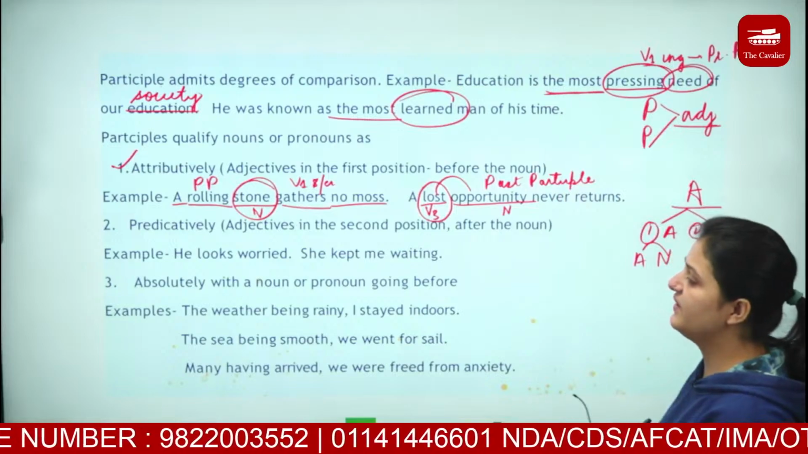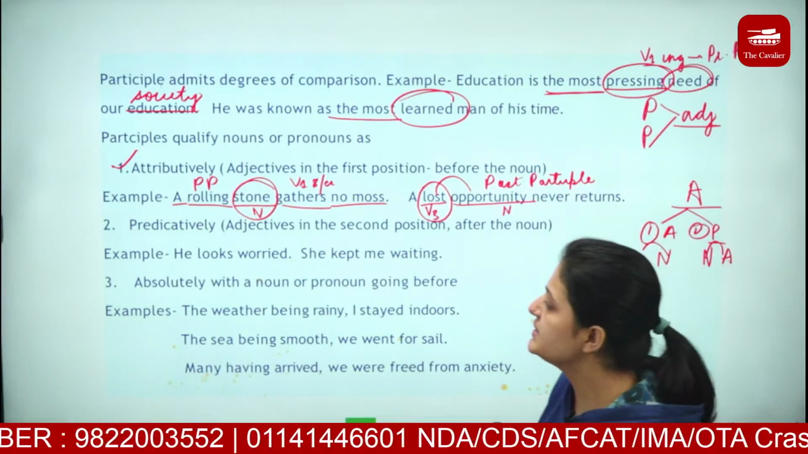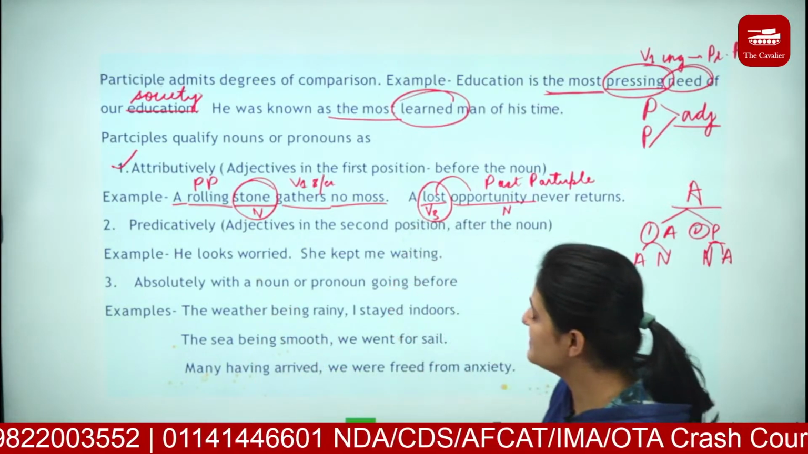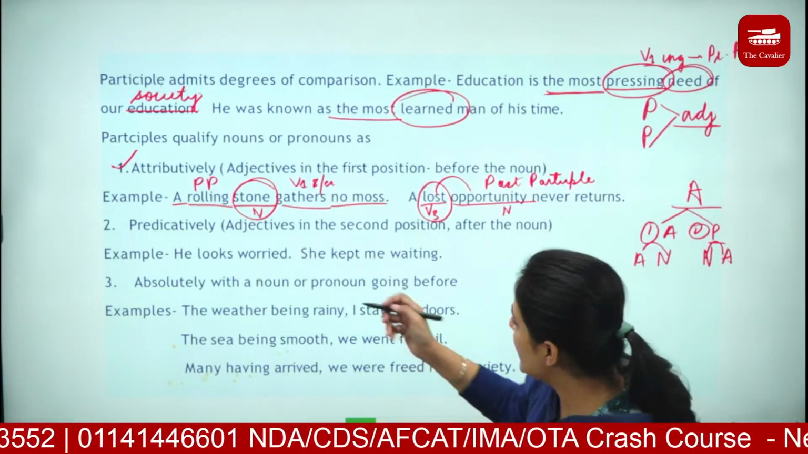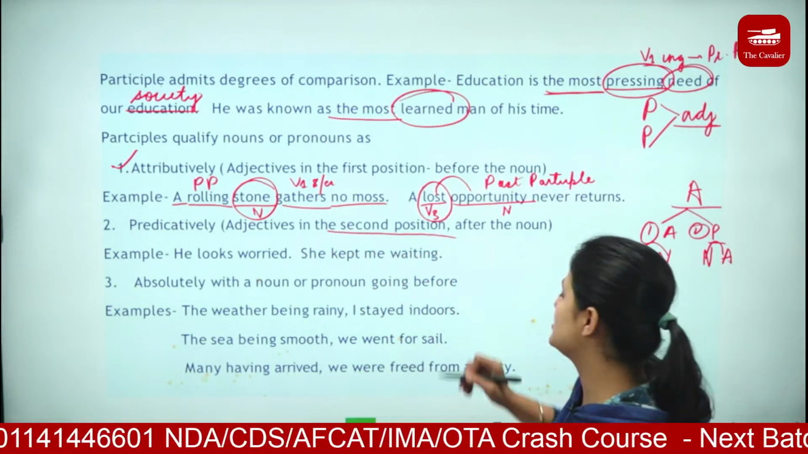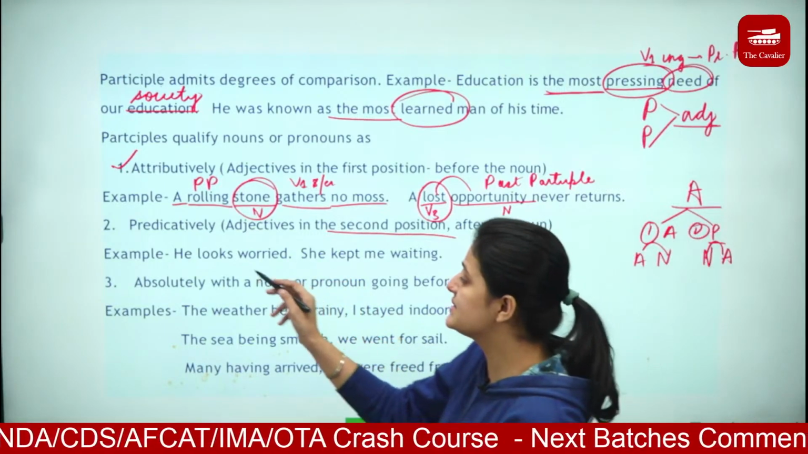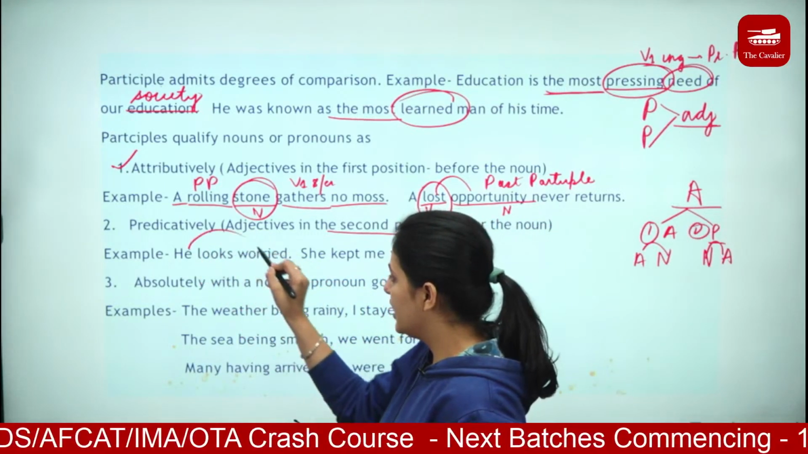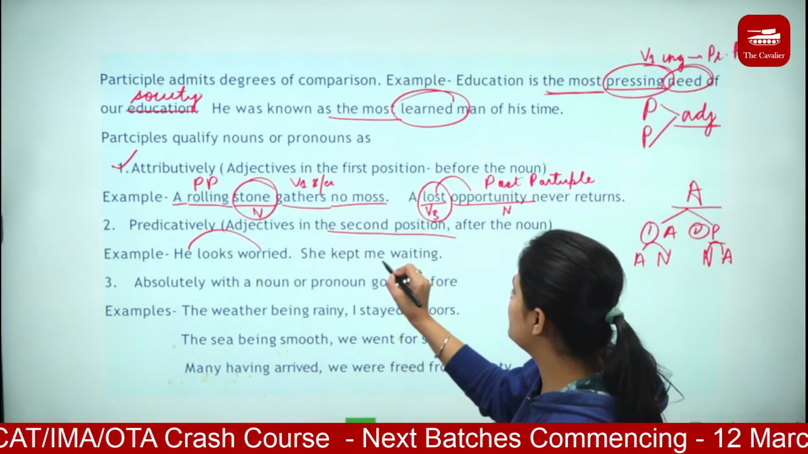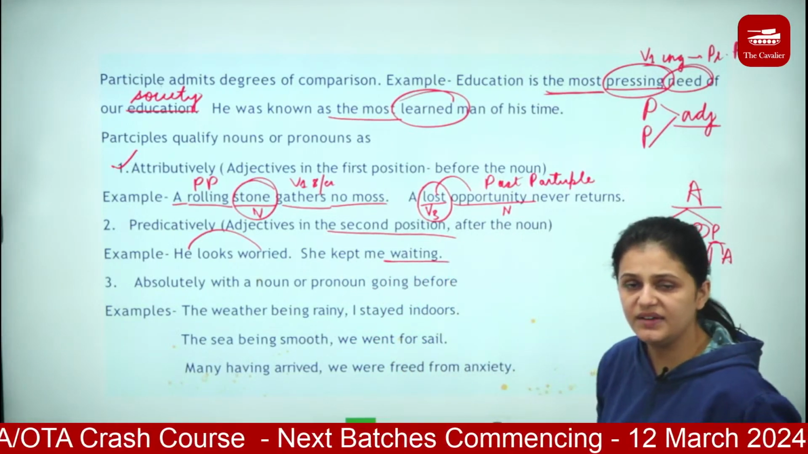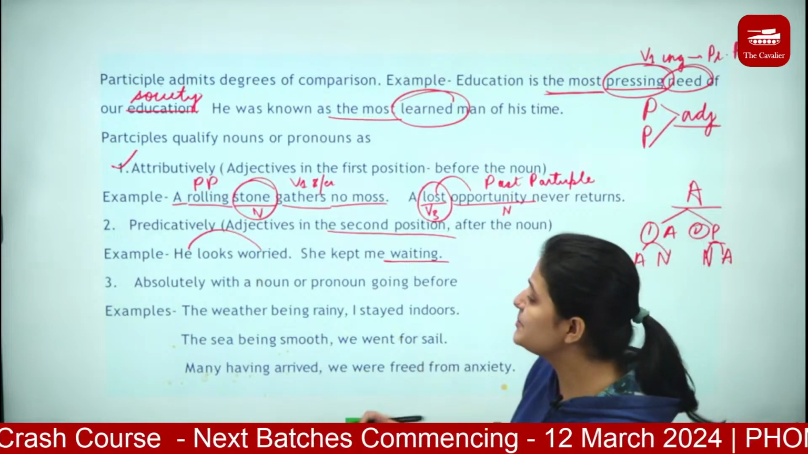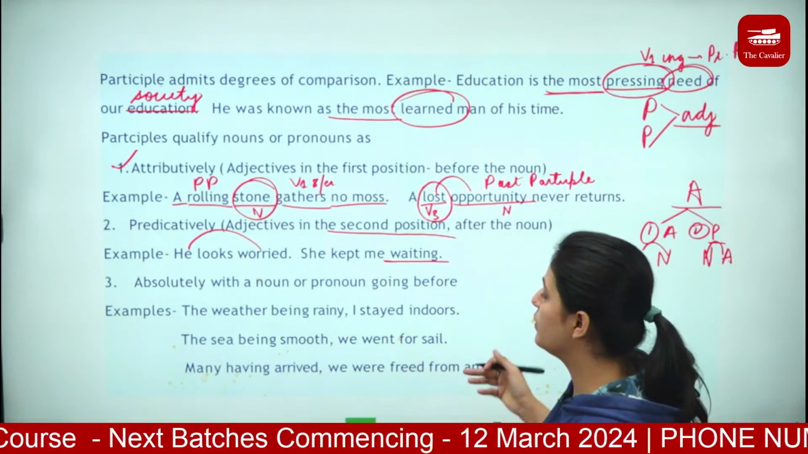All right everyone. Next is predicatively. Predicatively का मतलब है when adjective is in the second position after the noun. For example, he looks worried. Next, he kept me waiting. Clear everyone?